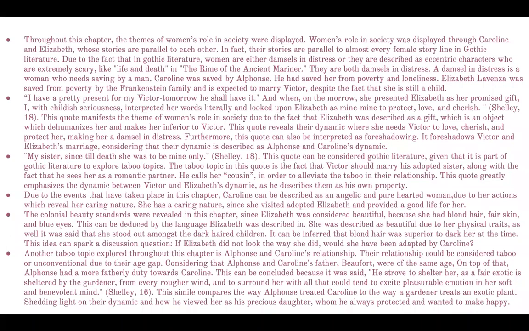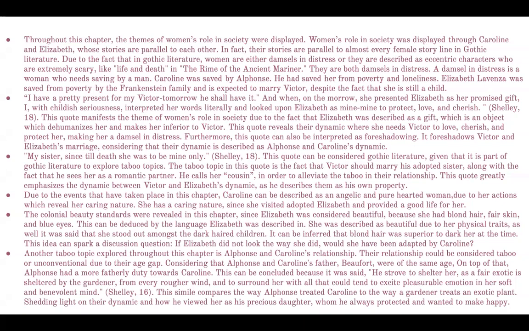So basically, it manifests the themes of women's roles in society, because Elizabeth was described as a gift, which is kind of objectifying her and dehumanizing her. And in fact, she's made inferior to Victor because Victor is her owner in some sort of way. And also reveals the dynamic they have, this relationship where it's Victor's role to love and cherish and protect her, which makes her a damsel in distress, as well as it's really stereotypical.